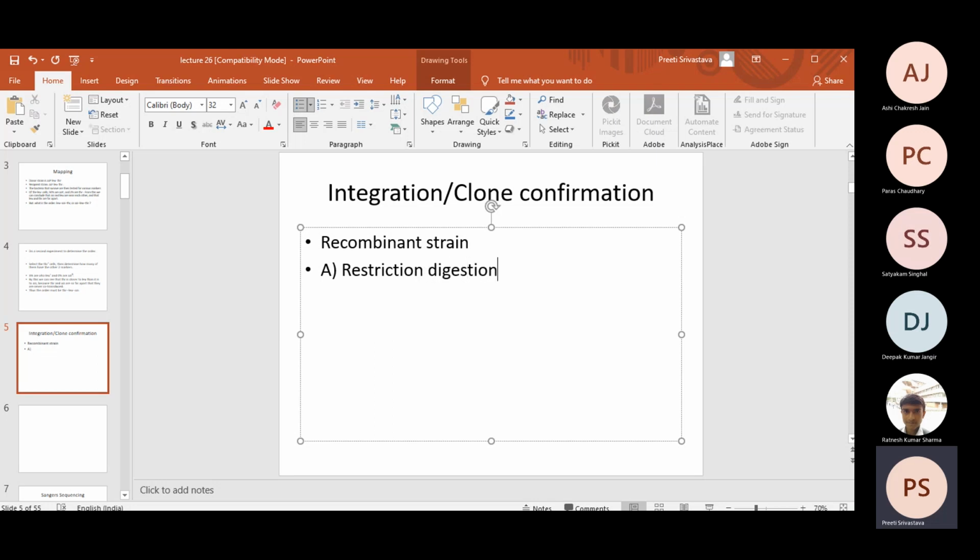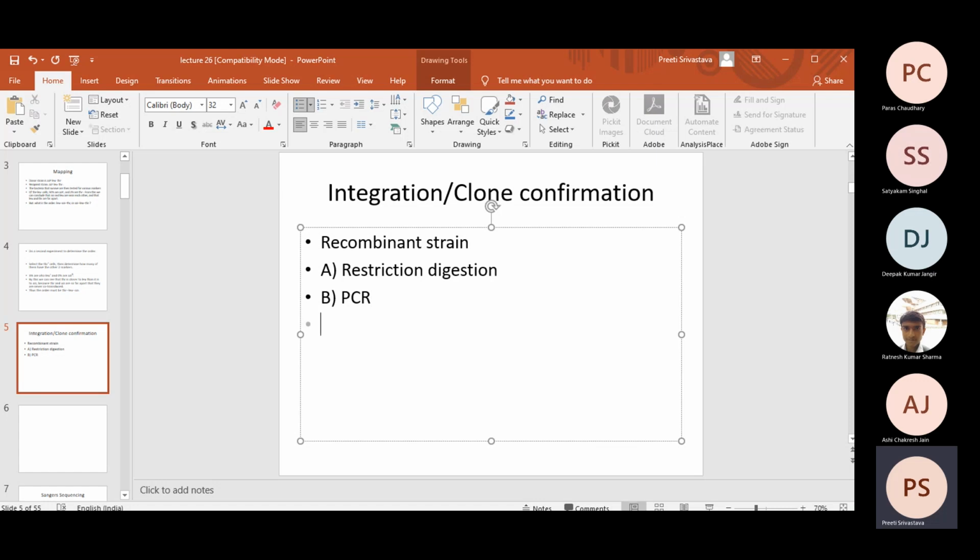So the first way to confirm is by performing what you have already studied in the class, restriction digestion. In case of chromosomal integrations, restriction digestion should be followed by, for example, southern blotting, where the insert can be used as the probe, and then you can figure out whether the host DNA has the insert integrated in it. Correct? So restriction digestion followed by southern blotting can be one of the means for clone confirmation. Another method for integration confirmation is PCR.